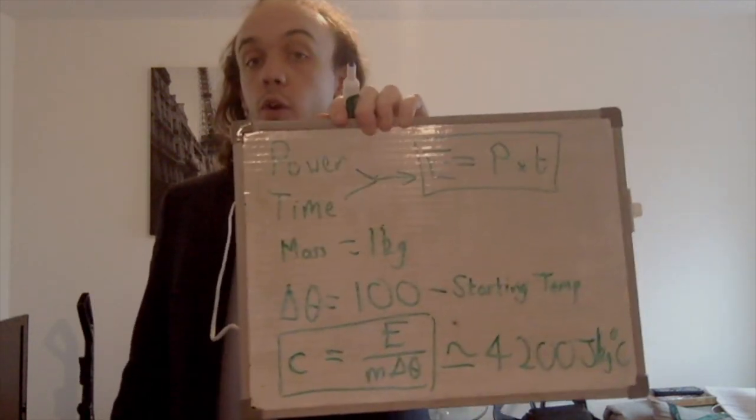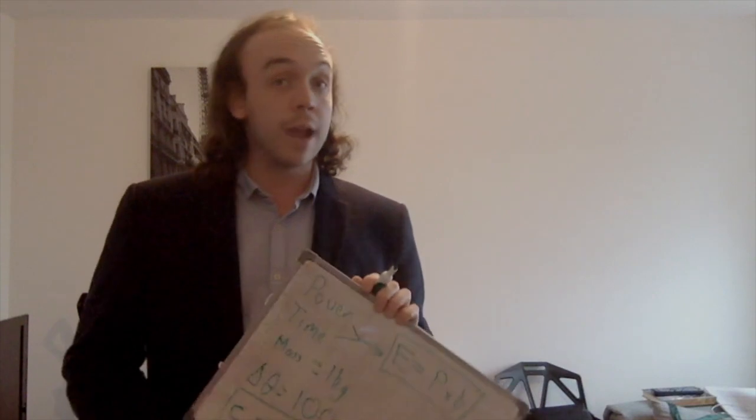But you might be interested to know, what sort of number should I be aiming for? Well, I think this might have been in one of the questions. I'd have to go and double check. But the specific heat capacity of water is 4,200 joules per kilogram degrees Celsius. Roughly. Your mileage will vary depending on exactly how pure your water is.